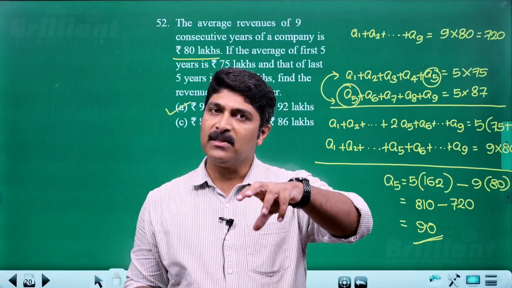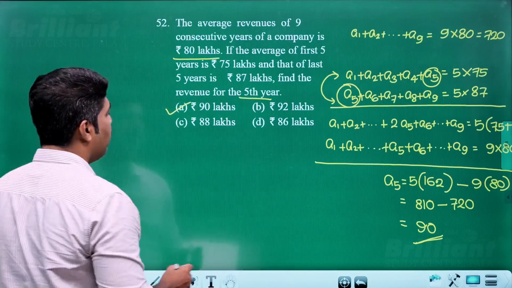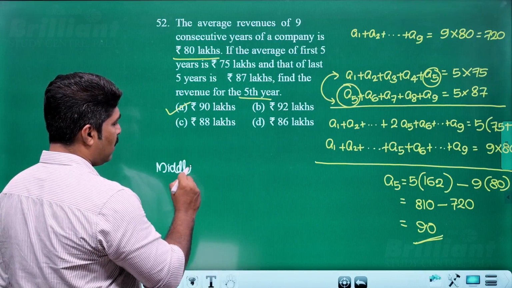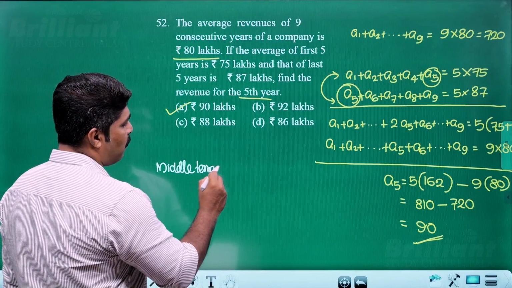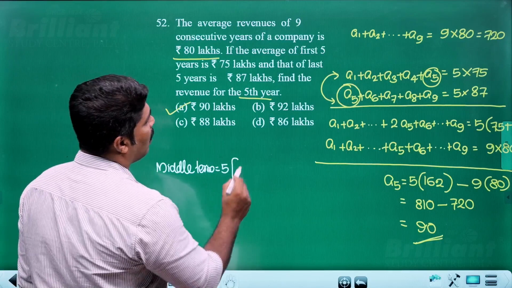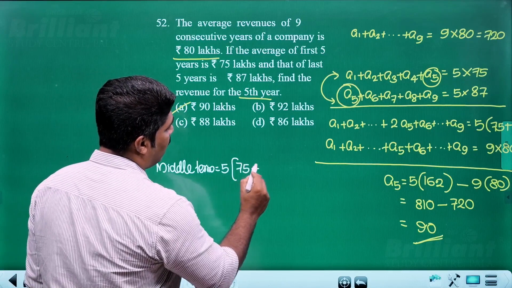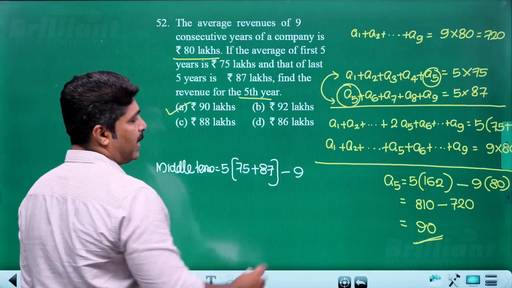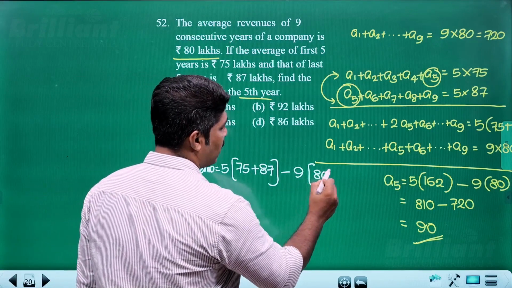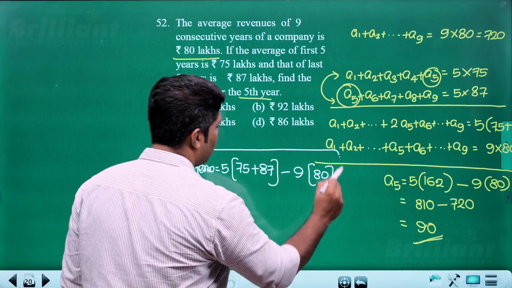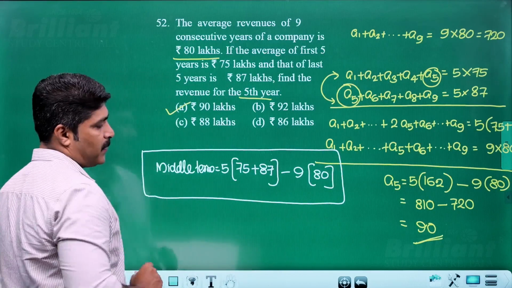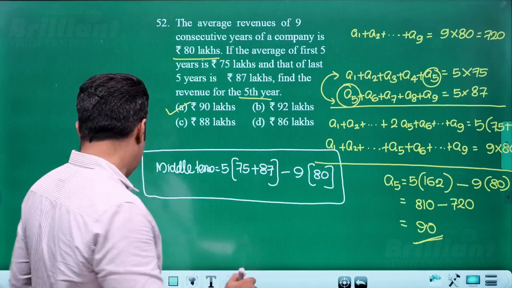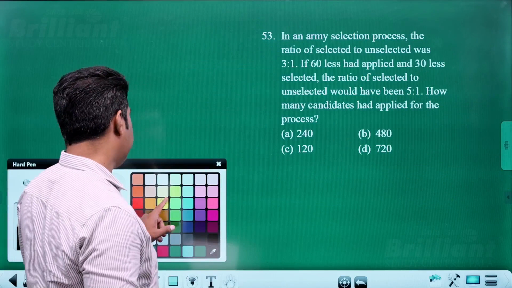So if you need to catch that repeated quantity, how will it work? The middle term is simply 5 times each of this 75 and 87. You just subtract the total sum. Here that is nothing but 9 into 80. So with the help of this step, you can directly reach the conclusion. So that's a simple logic. Understand this type of question here. Okay. So then move to the next question.